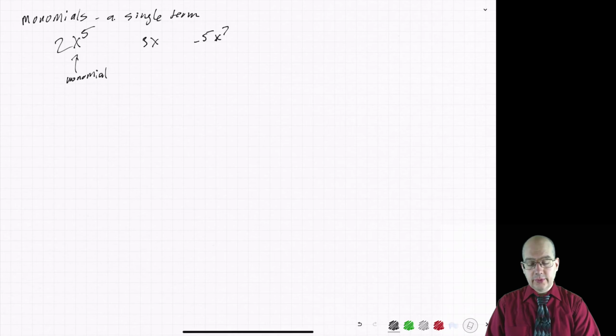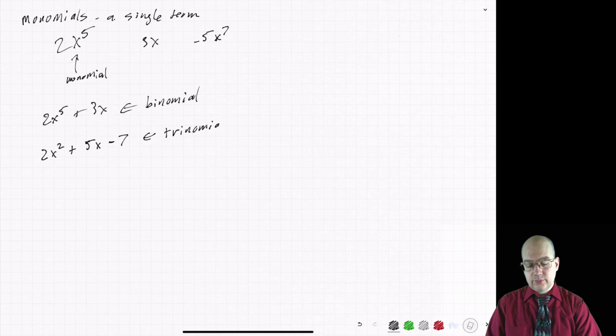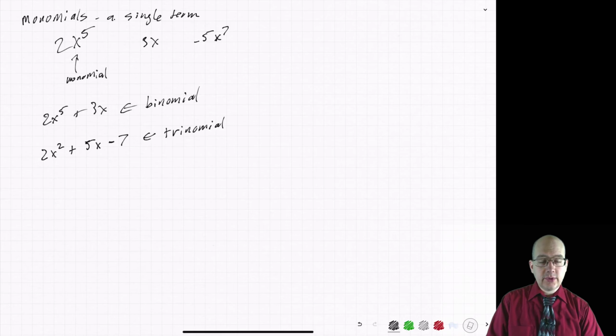Now, if you put two of them together, 2x to the fifth plus 3x, that is a binomial. Two terms. Trinomial is three terms. So 2x squared plus 5x minus 7, that's a trinomial. Also happens to be a quadratic.